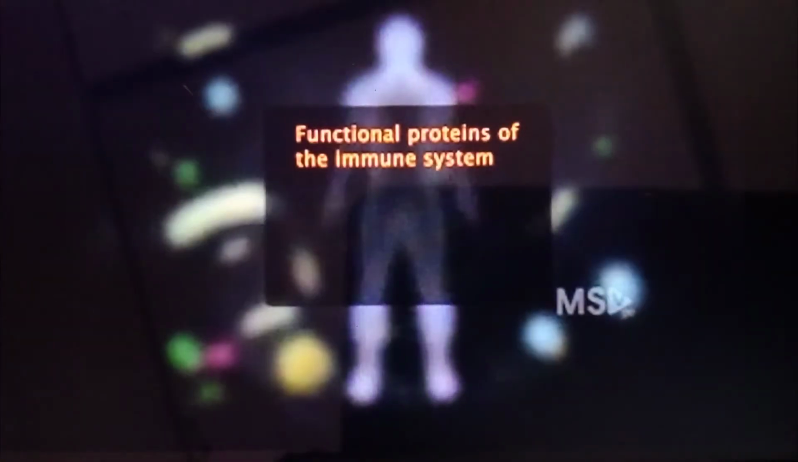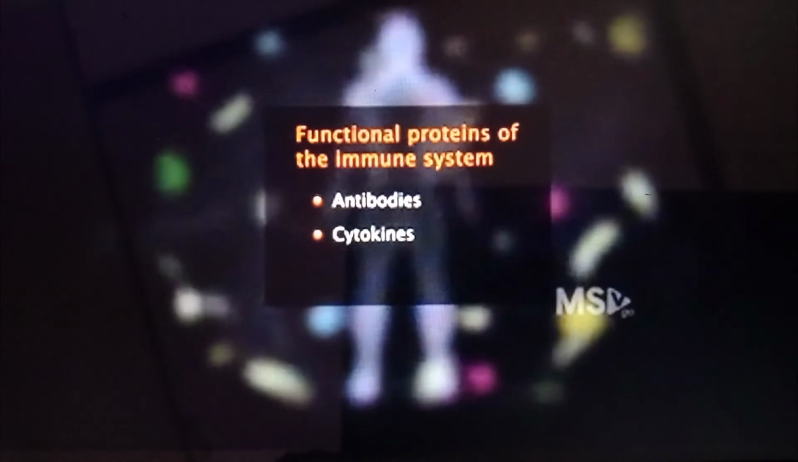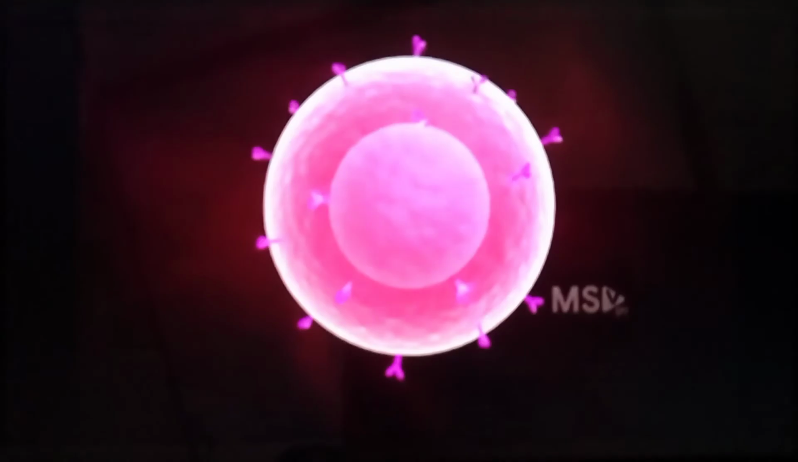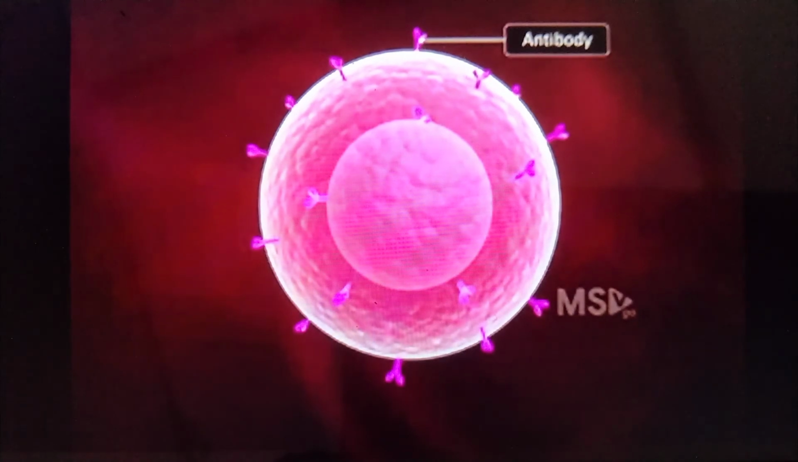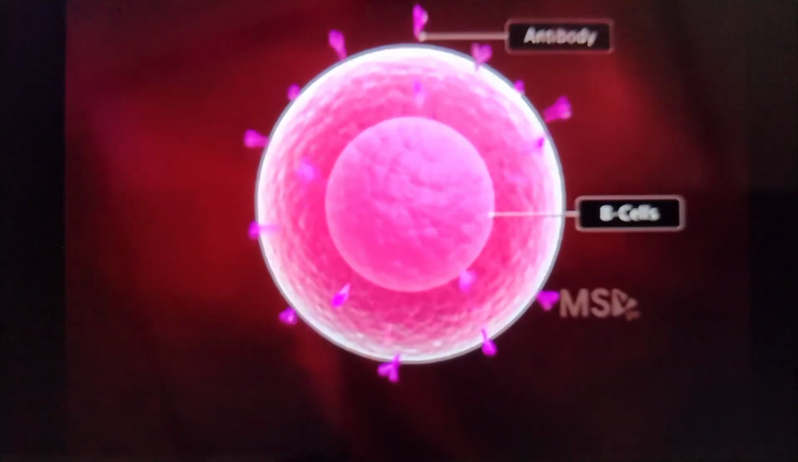The major functional proteins of the immune system are antibodies, cytokines, and complement systems. Antibodies are large Y-shaped proteins produced by B cells. They can recognize, bind, and destroy specific antigens.